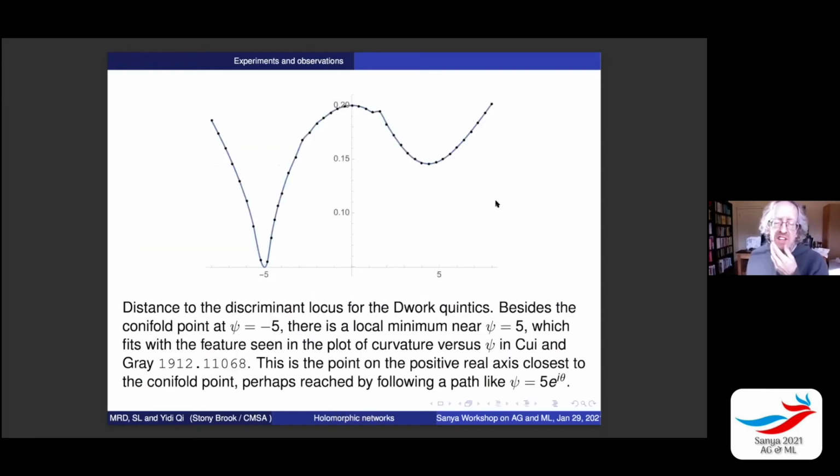Okay, so this is the example of the Dwork quintic, with this psi variable on the x-axis and the proxy distance that I've described. And this has the interesting feature that that's the conifold point, but then as you go around the sphere to the other side, you find that there's a second minimum, which was noticed in previous work, but not for this parameter, for the accuracy, by Cui and Gray. And so you see that, well, indeed, there should be another point on the other side where the accuracy is less, just from this geometric point of view.